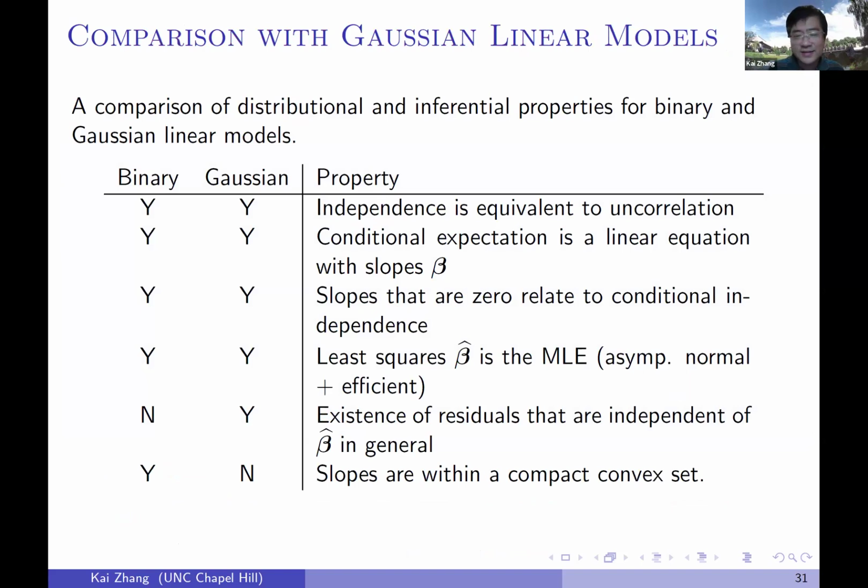Yeah, so in the first paper, basically what we did is we redid the linear model theory, but not with the Gaussian variable, but with the binary, right? So it turns out there are some shared properties between binary and the Gaussian, and there are some unique ones. So this table summarizes them. For both, independence is equivalent to zero correlation, for both conditional independence is linear, and for both slopes are zero related to conditional independence, and for both least squares is also MLE.